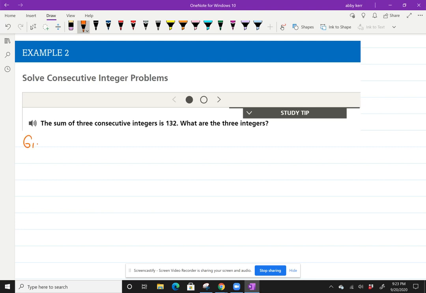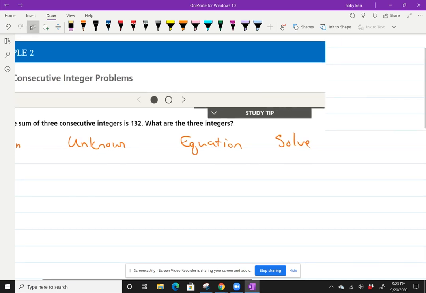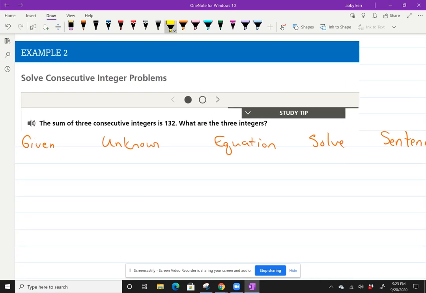The GUESS method stands for given, the unknown, equation, solve, and then sentence. The reason why I call it the guess method is because it actually spells out the word GUESS: G-U-E-S, and then S. So the given is just what information is in the word problem.